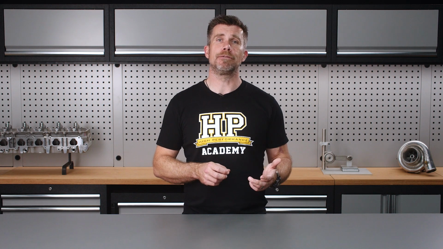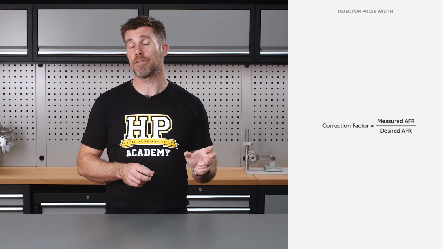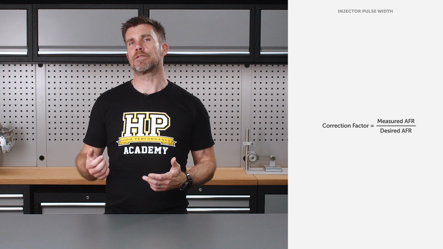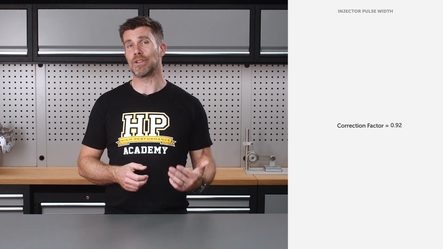All is not lost though. Let's look at how we can correct the air-fuel ratio really easily. If we know what the actual air-fuel ratio is, we can very easily calculate a correction factor, which we can then apply to get the fuel delivery right back where we want it. The equation is shown here, and all we need to do is divide our measured air-fuel ratio by our desired air-fuel ratio. Putting the numbers from our example into this equation, we get a correction factor of 0.92.